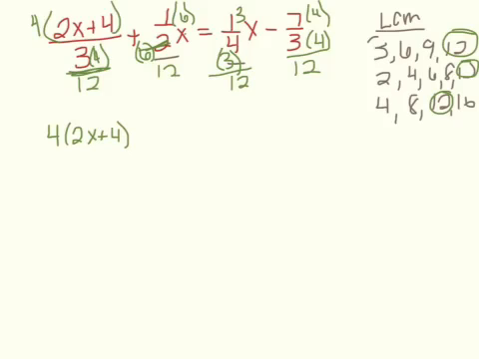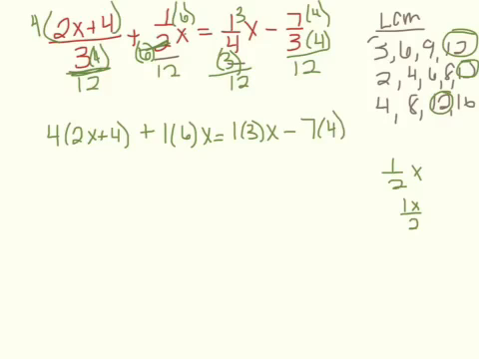Now the x's always go on the top. So if they're on the side written 1/2 x, it's the same thing as 1x over 2. The variable always goes to the top. So I have plus 1 times 6x. Let me rewrite that so it looks a little bit better. 1 times 6x equals 1 times 3x minus 7 times 4.